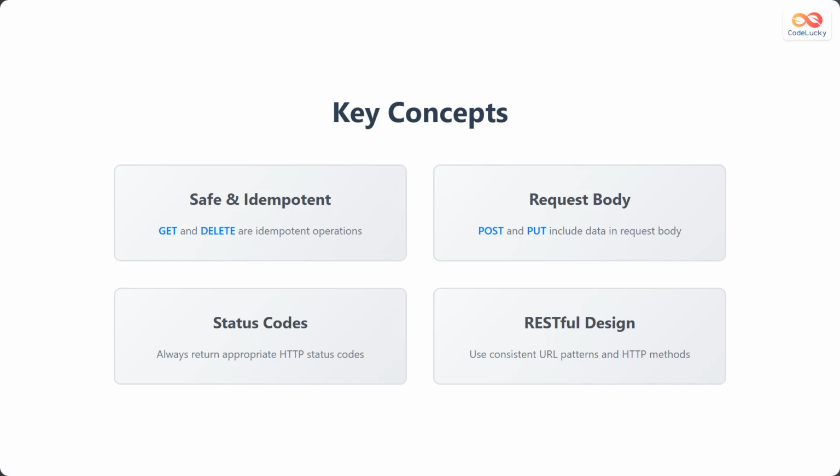Let's recap the key concepts we've covered. Get and delete methods are considered safe and idempotent, meaning they don't modify server resources and produce the same result no matter how many times they are executed. POST and PUT methods typically include data in the request body to create or update resources. Always aim to return appropriate HTTP status codes to provide clear feedback to the client about the outcome of their requests. And finally, strive for a RESTful design by using consistent uniform resource locator, or URL, patterns and HTTP methods to make your API intuitive and easy to work with. Understanding and applying these concepts will enable you to build robust and well-structured web APIs.